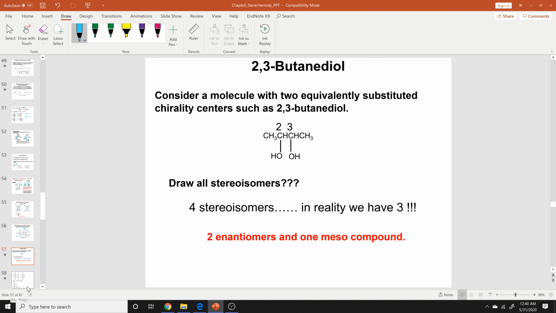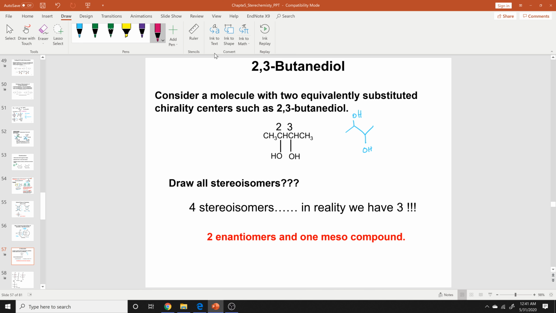So let's have an example. Consider the molecule with two equivalently substituted chirality centers, okay, such as 2,3-butanediol. So I'm giving you the 2,3-butanediol. This is the 2,3-butanediol over there. You have an OH here, you have an OH there. And the question is, write down all the stereoisomers.